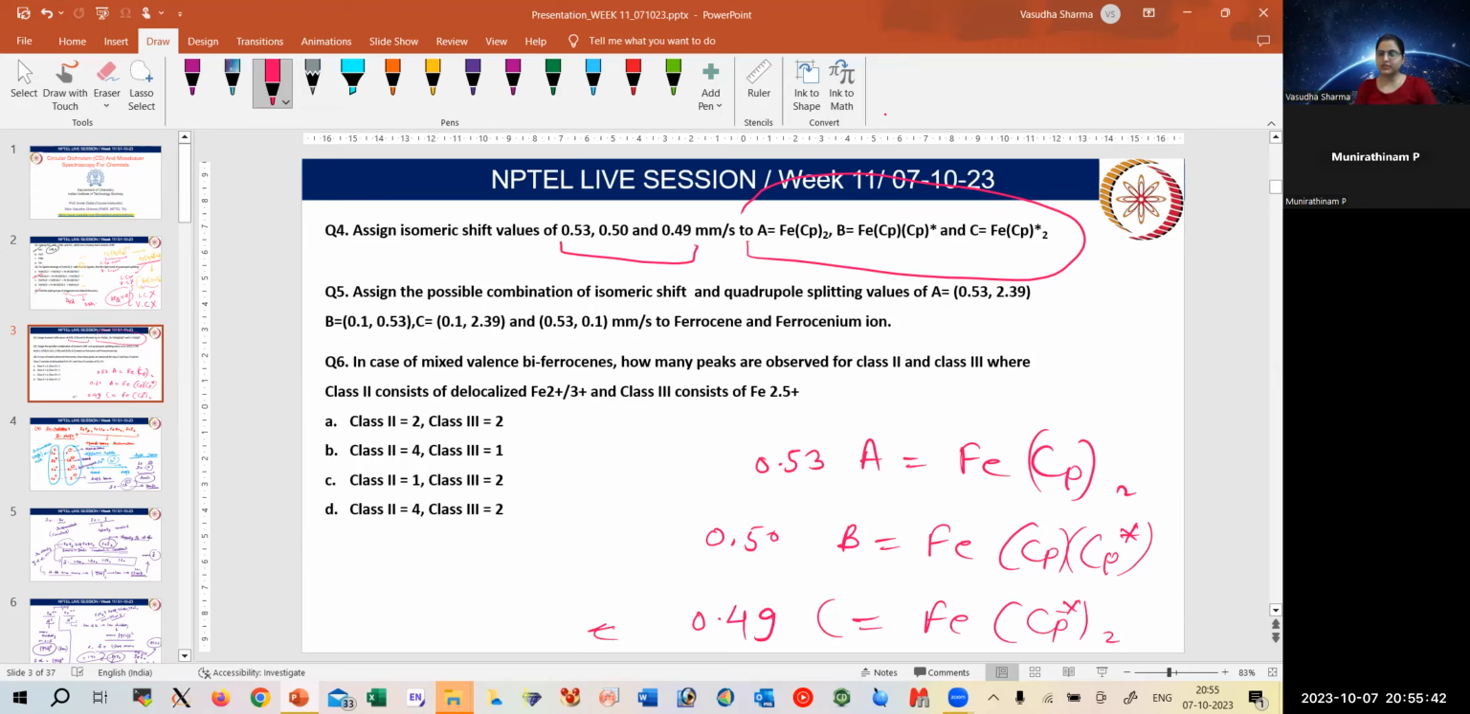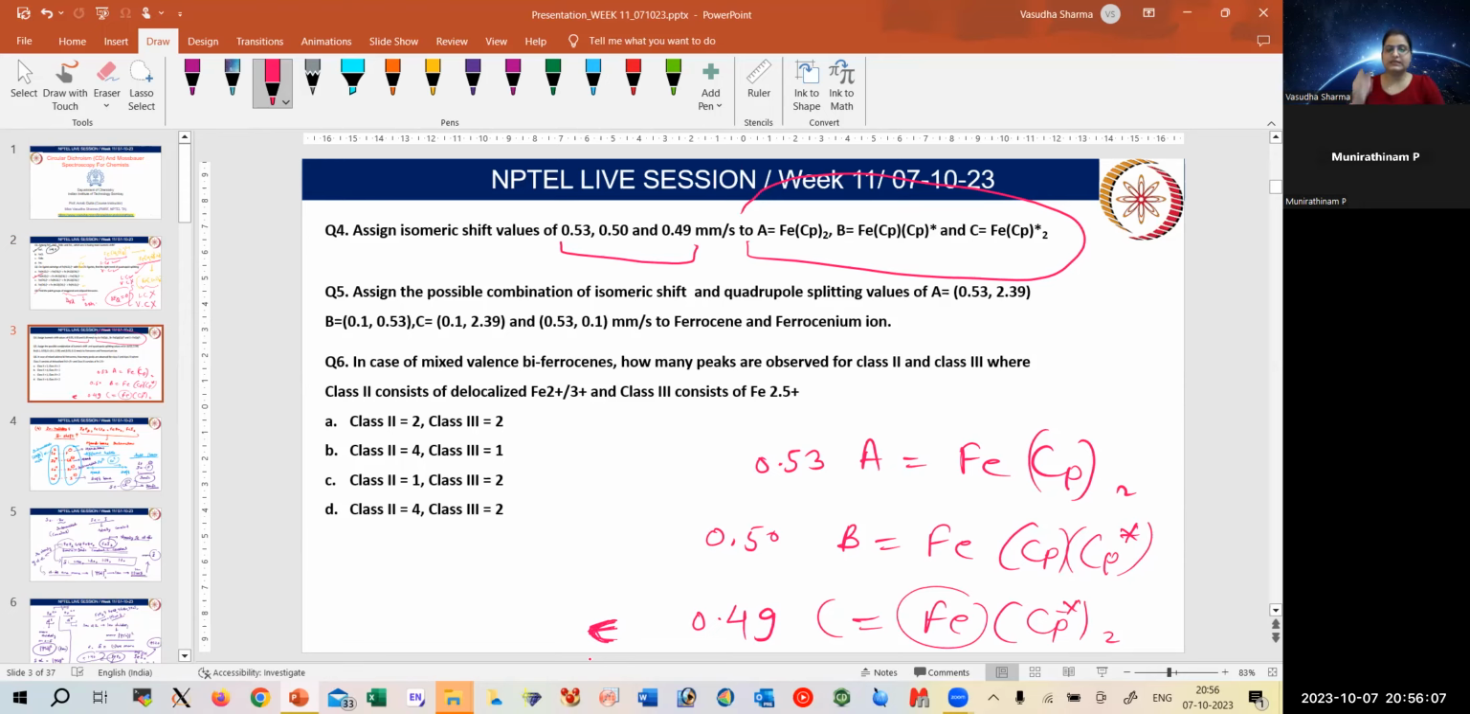Because of more electron density coming from the Cp star, to balance it out, iron loses its d electrons. Therefore, when it loses its d electrons, the isomeric shift becomes more towards the positive side. Not more towards, yeah, it's more on the negative side.